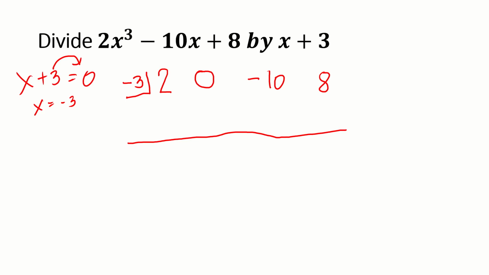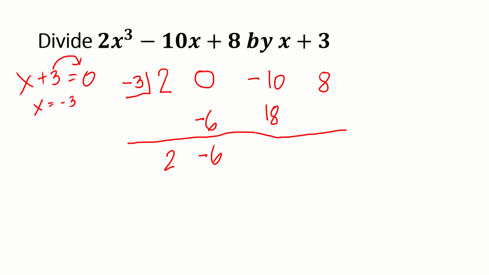Okay, again, bring down the first term. So bring down lang natin si 2. Then pagpataas, multiply sa divisor. 2 times negative 3 doon sa second column. So that is negative 6. Then add: 0 plus negative 6 is obviously negative 6. Then multiply ulit. Negative 6 times negative 3, negative times negative is positive. Then 6 times 3 is 18.